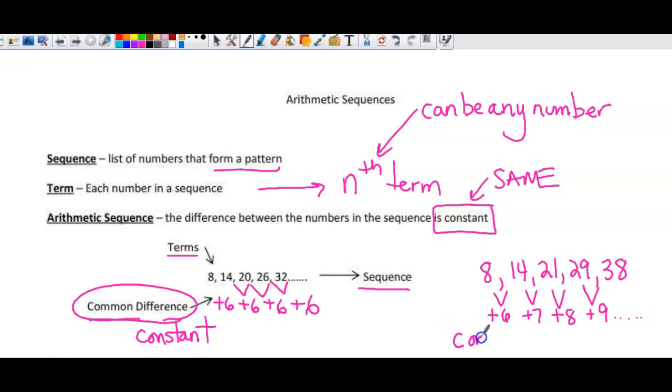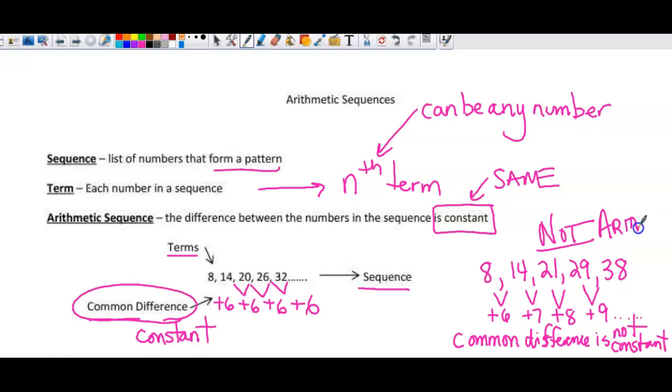So this is not arithmetic because the common difference is not constant. So this is not arithmetic. So I hope you understand the difference between the two.